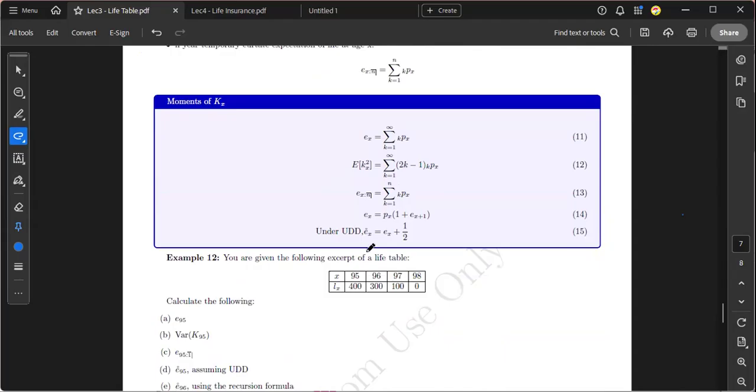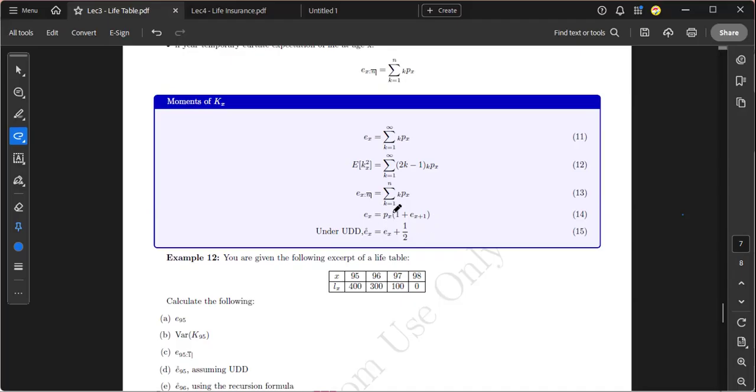14th equation. And under the UDD assumption, that means uniform distribution of death, we can get the continuous future lifetime expected lifetime as the sum of the current expectation plus 0.5 or half. So that is the summary of equations we can use for current future lifetime random variable moments, the first moment, the second moment, and the temporal life expectation. And this is a recursive formula.